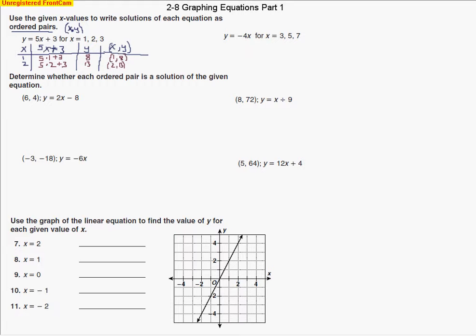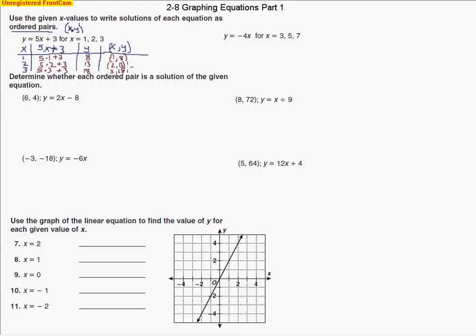Let's try the next one. So now we're going to take the 3 and put that in for x. Now we substitute that 3 in for x into our function. 5 times 3 plus 3. Well, 5 times 3 is 15. 15 and 3 gives me 18. And that makes 3, comma, 18.